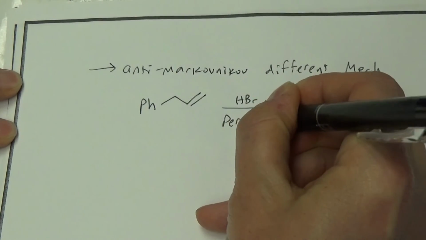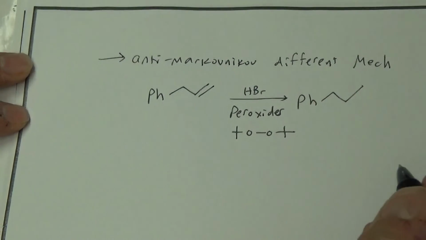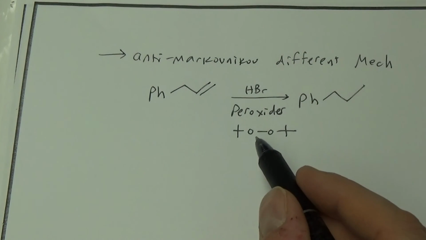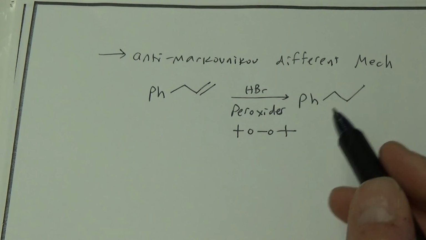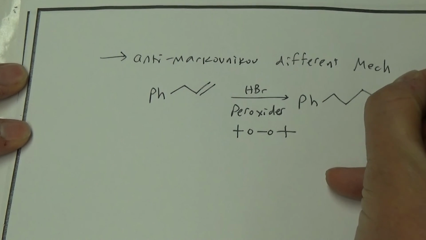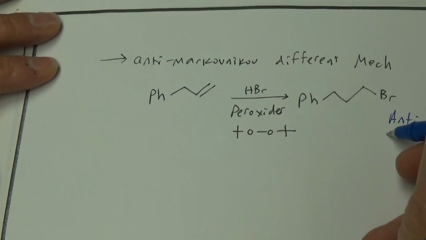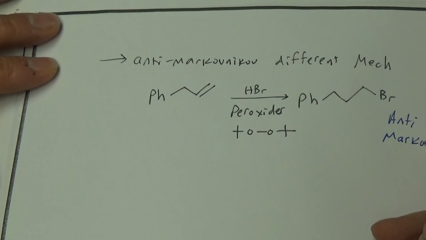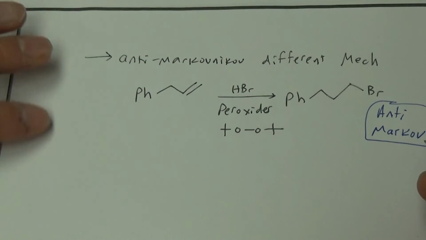And HBr with peroxides, or specifically, this is an easy one, tert-butyl, oxygen-oxygen, tert-butyl. That's an example of one of the peroxides you use. And that makes it anti-Markovnikov. I'll just abbreviate it: anti-Markov.